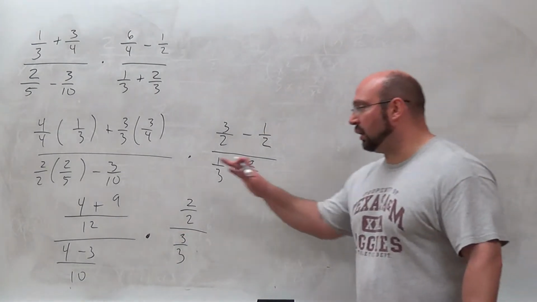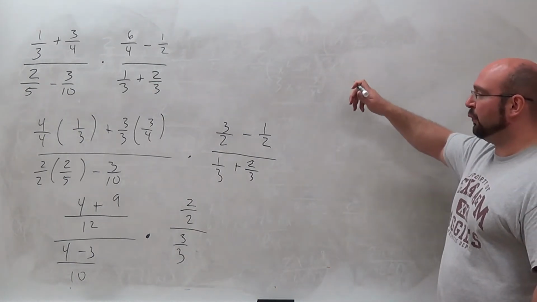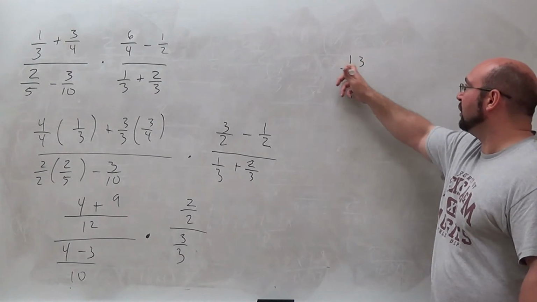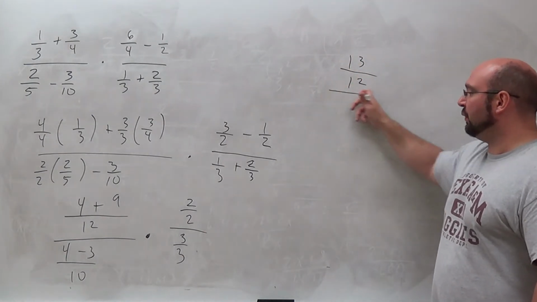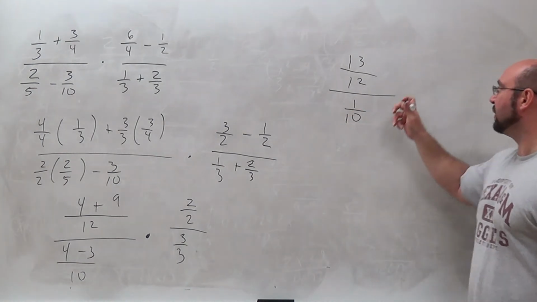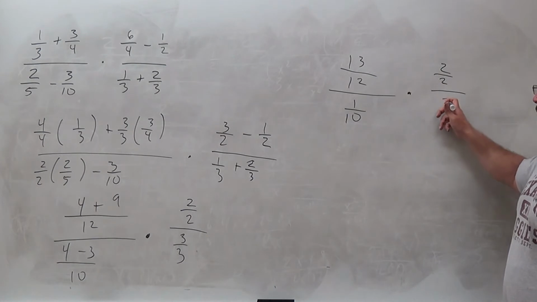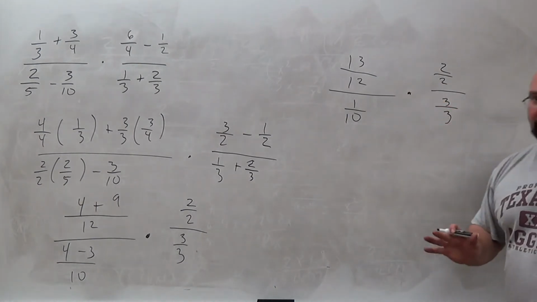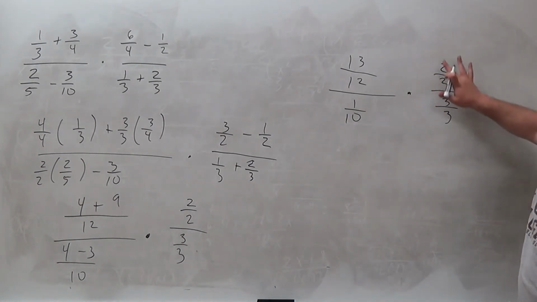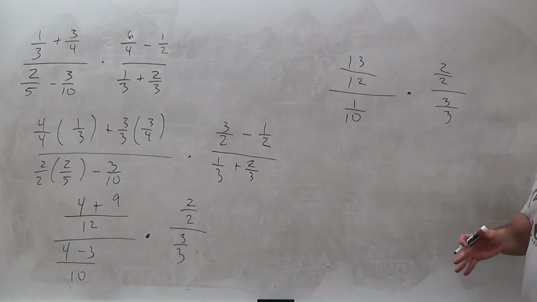All right, now from here, we know that our 4 plus 9 is going to give us 13 over 12 divided by 1 over 10 times our 2 over 2 divided by our 3 over 3. Now right away, we already know this is 1, so I can really just deal with this. But for the purpose of our example, we're going to stay with this.